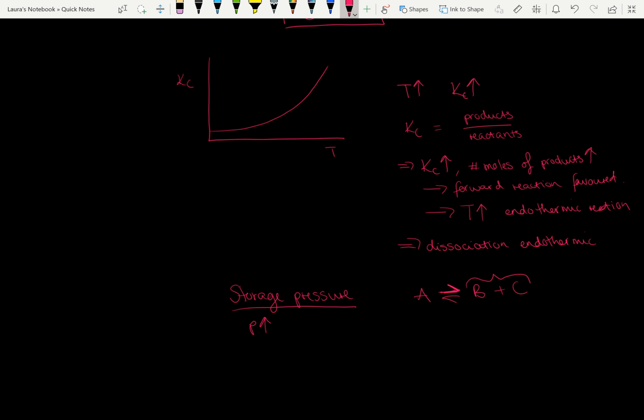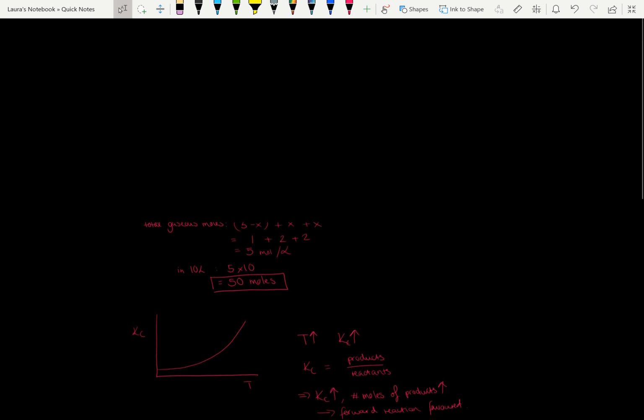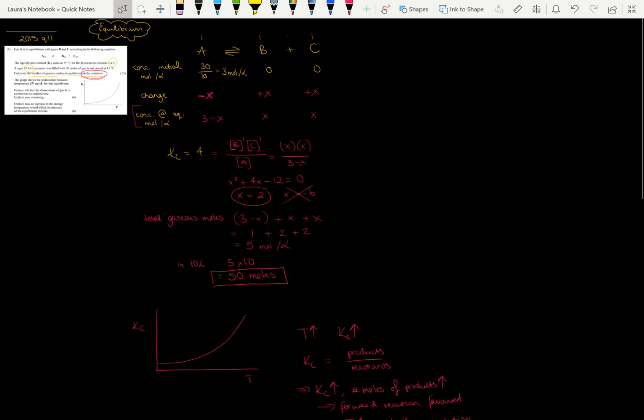So how are you going to write that? We've just figured out that as the temperature increases, we've got the forward reaction being favored. So if the forward reaction is being favored, we've got more moles of B and C produced, which is going to result in an increase in pressure. So that was a nice little question for 25 marks. More abstract, as I said, than what we're used to, but very, very doable.